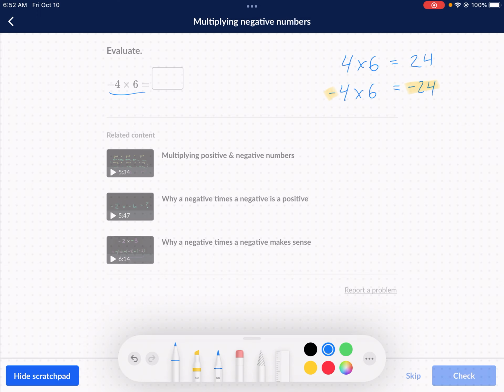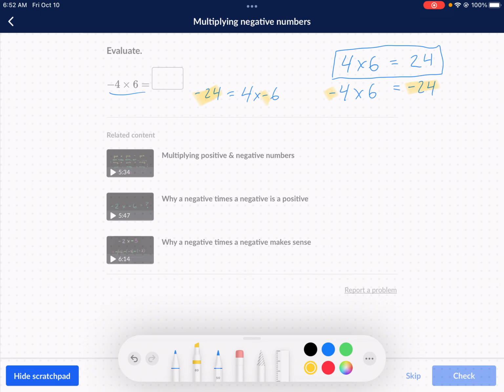Now, let's consider this problem. I know this isn't the case in this instance, but if we had 4 times negative 6. Our original one, again, was 4 times 6 equals 24. And now we have 4 times a negative 6. Well, again, the negative 6 is the opposite, so our answer should be the opposite. It can't be the same thing. It can't be a positive 24. So this, too, is going to be a negative 24 because of that opposite effect.